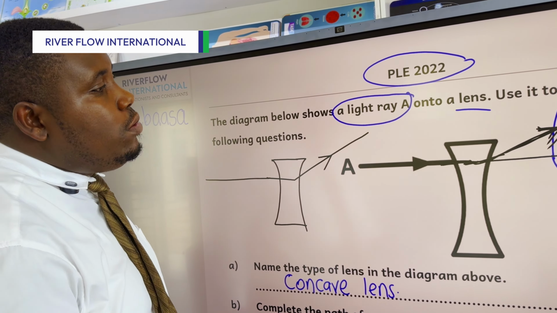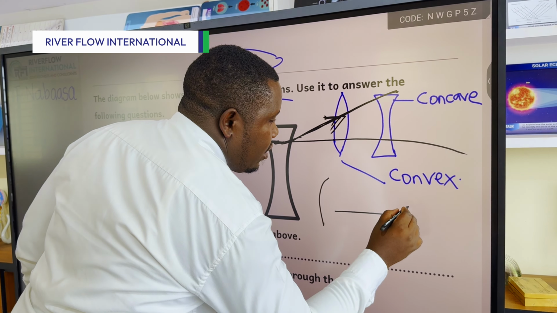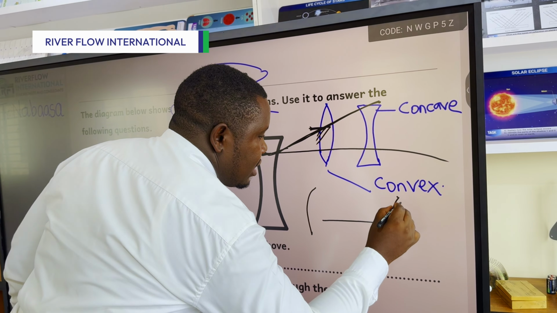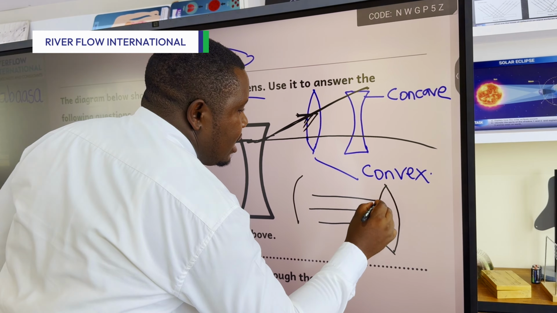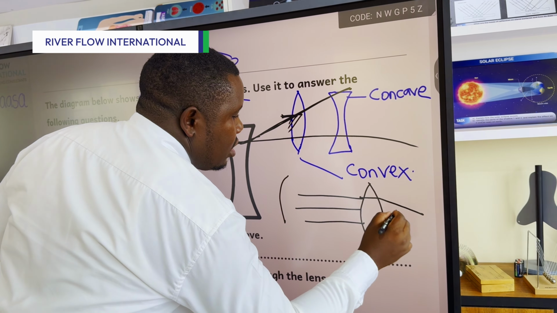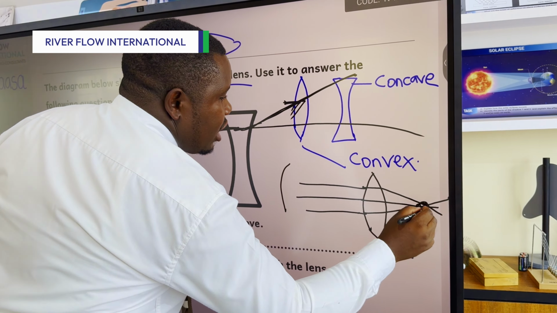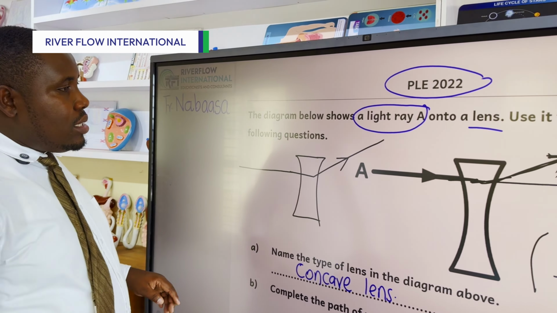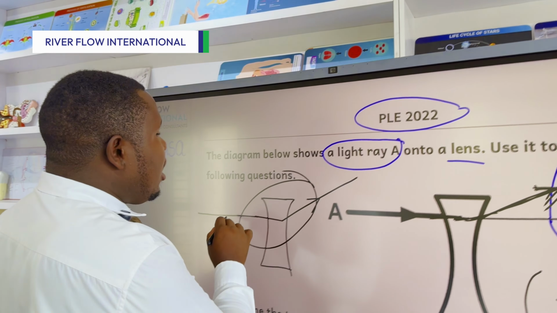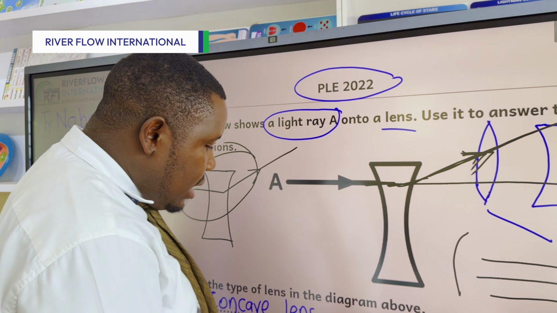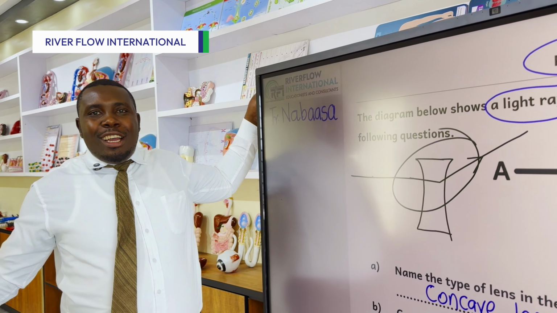Now, if it was a convex lens like this, let me draw rays. Usually, if they are three, when they come, they will be converged at one position, like here. So this is a concave lens. So we have completed the lens, and we have completed the ray as it passed through the lens, and we have also answered that this one is actually a concave lens.